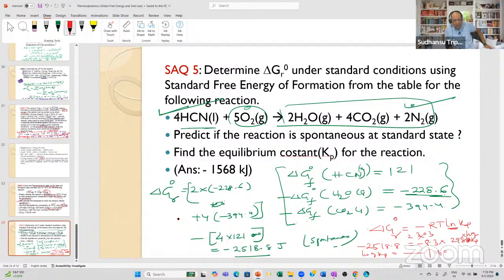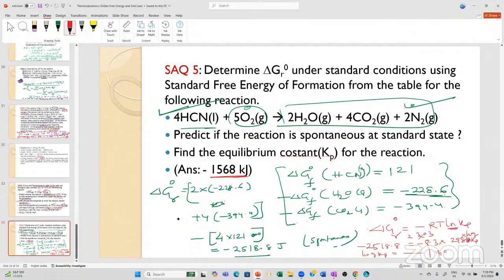It will be quite high, looking to the value. But my value is coming 1568, right? But we, sir, have got, I am getting KP 2.76.